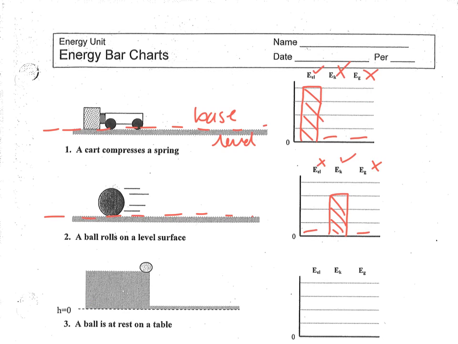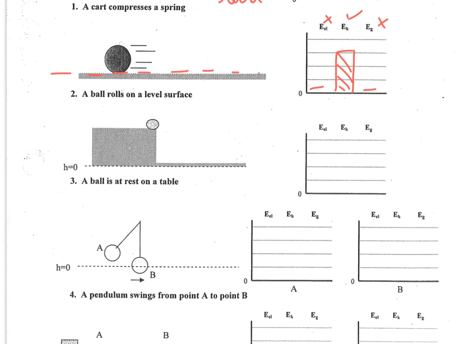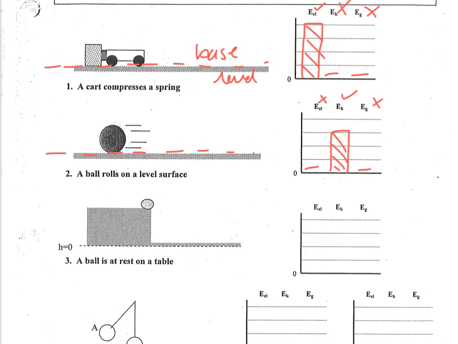Next, it tells us in number 3 that a ball is at rest on a table. So, ball at rest on a table, this one identified the base level right down here where H equaled 0. Is there a stretched or compressed spring? No, it's at rest. Is it moving? No. Is it above the base level? Yes. So we put a dash under elastic potential energy, a dash under kinetic, and in this case, all of the energy is gravitational potential energy.